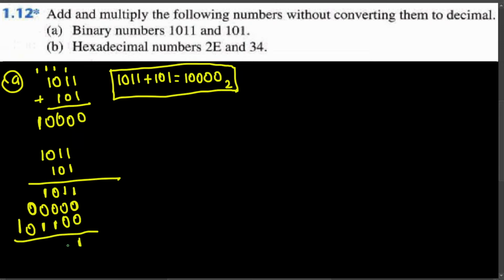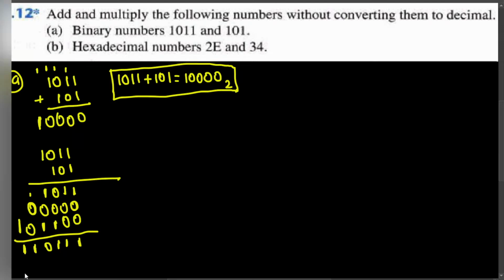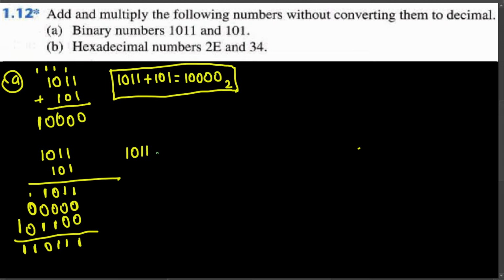1, 1, 1 plus 1, that is 0 and a carry 1. 1 plus 0, that's 1, and then 1. Okay, so this is our final answer. When we multiply 1011 with 101, we get 110111 base 2, and that's our answer.